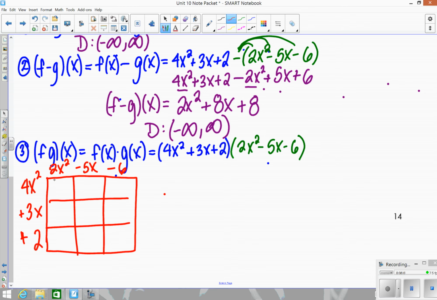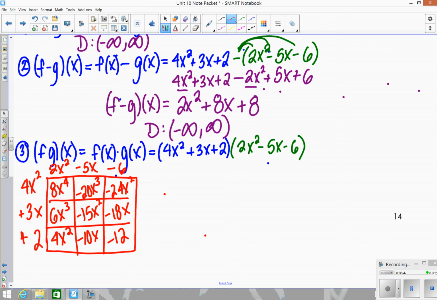So 4x squared times 2x squared is going to be 8x to the fourth. 3x times 2x squared is 6x to the third. 4x squared times negative 5x is negative 20x to the third, because remember, you're adding the exponents when you multiply. So we have negative 15x squared, negative 10x, negative 24x squared, negative 18x, and negative 12.